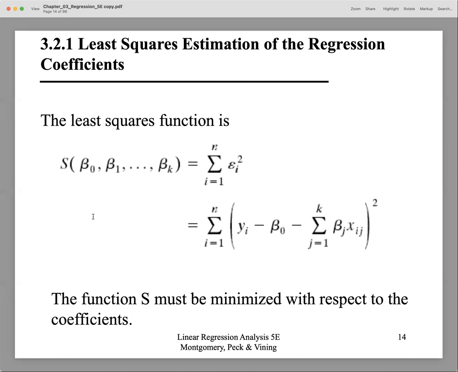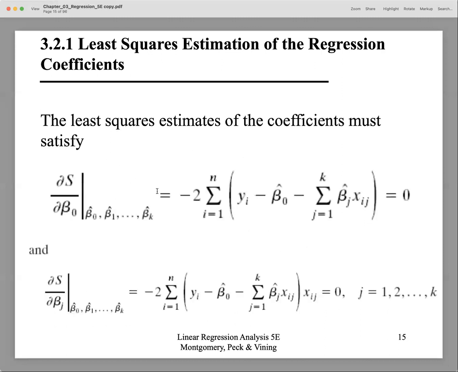And again, what we want to do is find those estimators that minimize this function. Now, one way to do that is to utilize calculus. If you think back to your calculus class, one way to minimize this function with respect to these k plus 1 parameters would be to take the partial derivative with respect to each of these beta hats individually and set that partial derivative to 0. That would result in a system of k plus 1 equations that you could then solve for the k plus 1 parameter estimators. And so that's the idea that we're going to look at here.